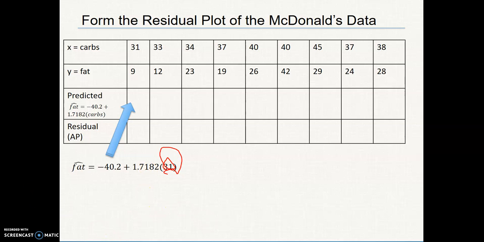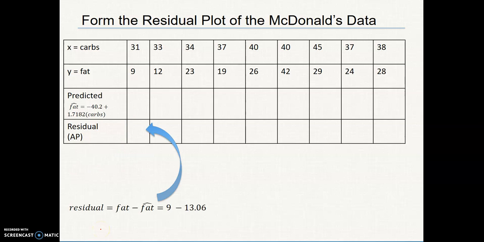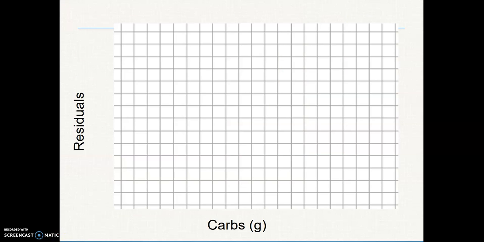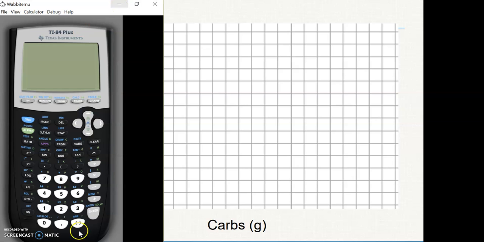From there, we would find that the predicted amount is about 13.06 grams of fat. We would take the actual observed amount and subtract the predicted amount from it to get the residual. We would find the residual for each of the 9 sandwiches, going through that process: find the predicted amount, then find the residual amount. Or you can do it in your calculator, which I would suggest. There's less room for error.